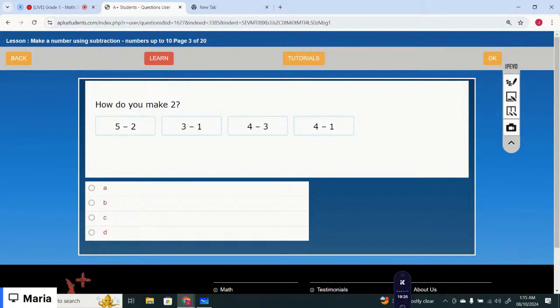How do you make 2? Which is the correct option? That is option number 2. Very good. 3 take away 1 is 2. Option number B is the correct option.